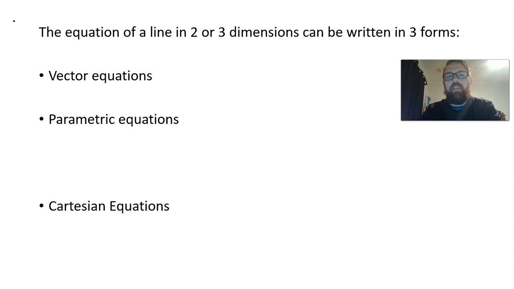The first one is as a vector equation. The way we would write that is vector r will be equal to vector a plus lambda vector b. So that's the very general form. The lambda is just any scalar, so any number. We'll have a bit of a look at these in a minute, what they actually look like.